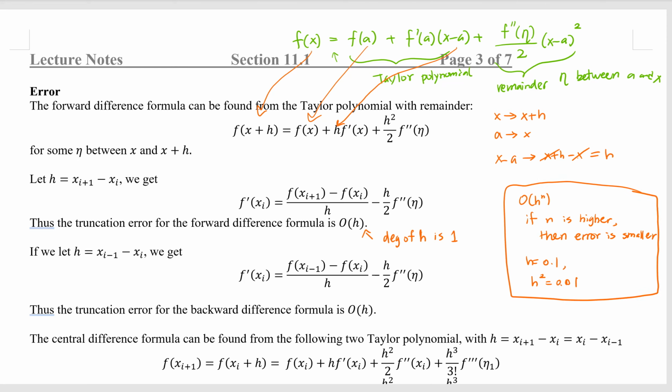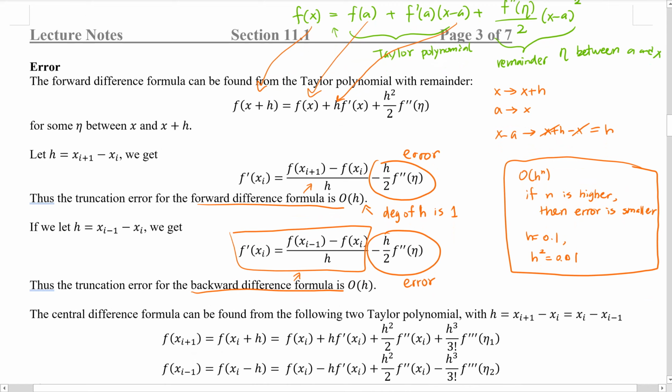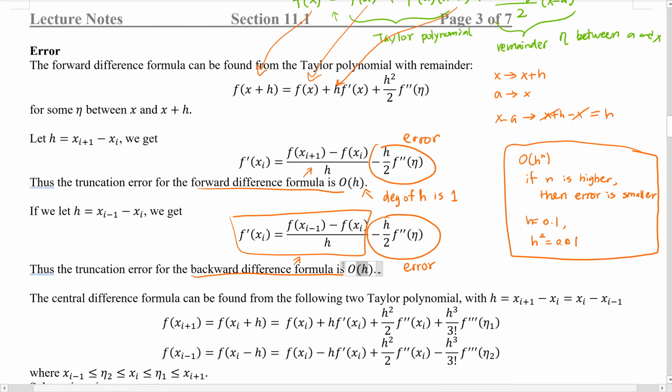Oh, right. And if we let h be x_{i-1} minus x_i, then we get the backward difference formula. Okay, so this is the backward difference formula, and this is the error. Okay, so this is the backward difference formula, and this guy is the forward difference formula. Okay. So the error is also a first order error.